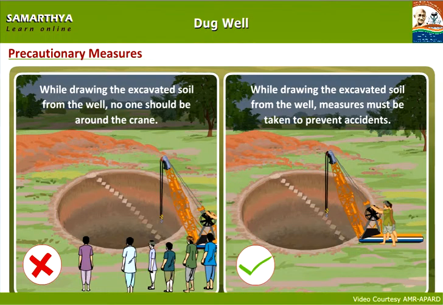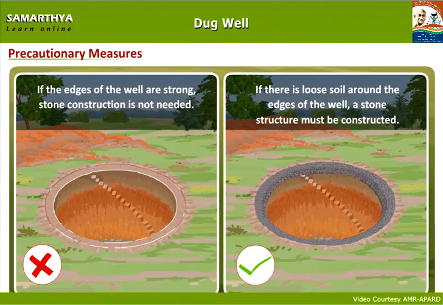While drawing the excavated soil from the well, no one should be around the crane. While drawing the excavated soil from the well, measures must be taken to prevent accidents. If the edges of the well are strong, stone construction is not needed. If there is loose soil around the edges of the well, a stone structure must be constructed.